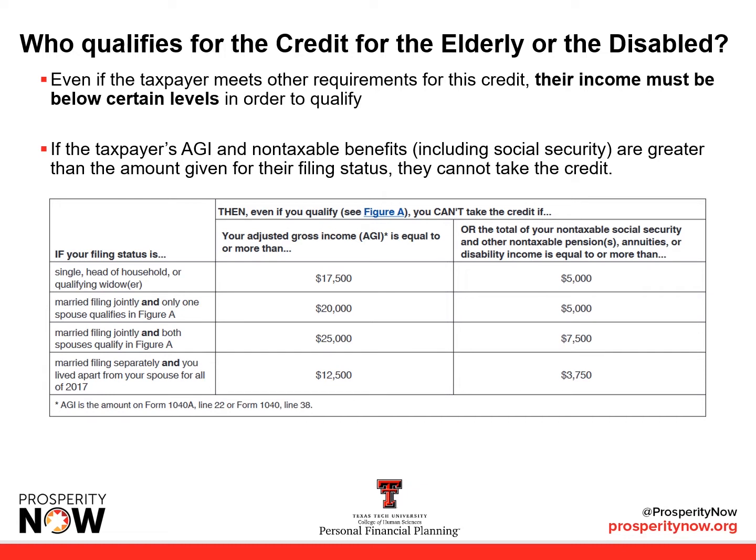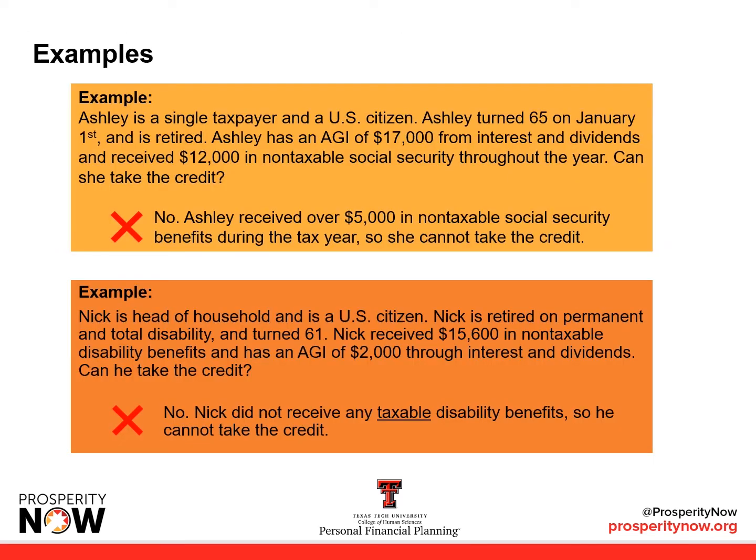You can see on this chart here who can claim the credit based on their filing status. Here is an example. Ashley is a single taxpayer and a U.S. citizen. She turned 65 on January 1st and is retired. Ashley has an AGI of $17,000 from interest and dividends and received $12,000 in non-taxable Social Security throughout the year. Can she take the credit? No. Ashley received over $5,000 in non-taxable Social Security benefits during the tax year, so she cannot take the credit.